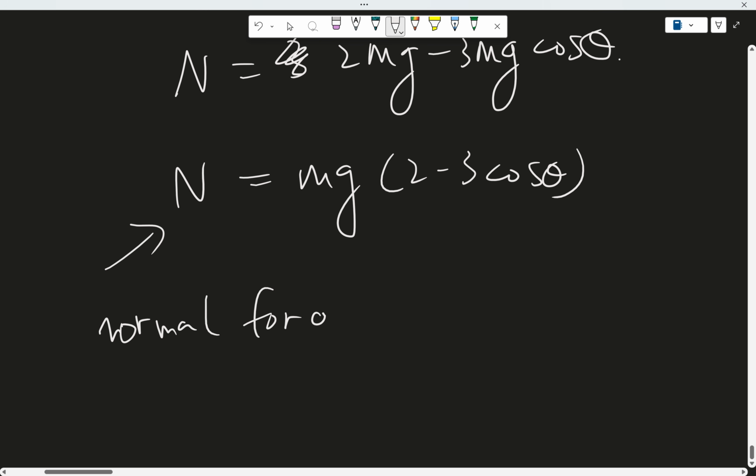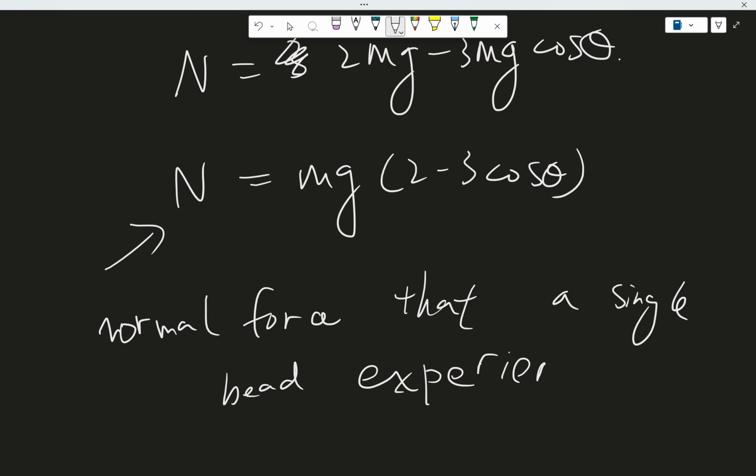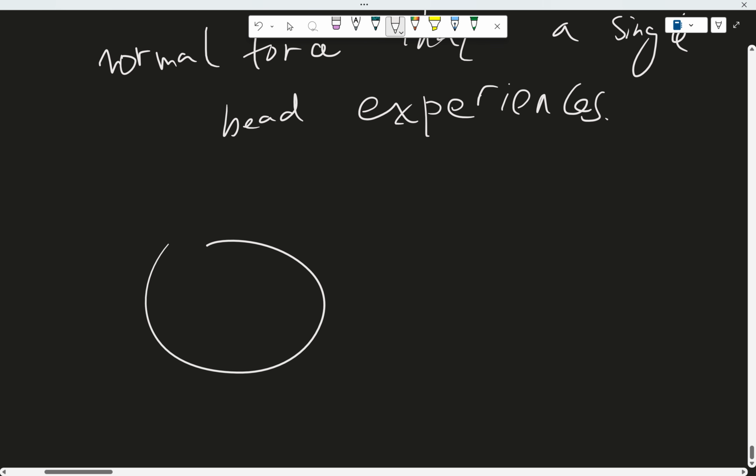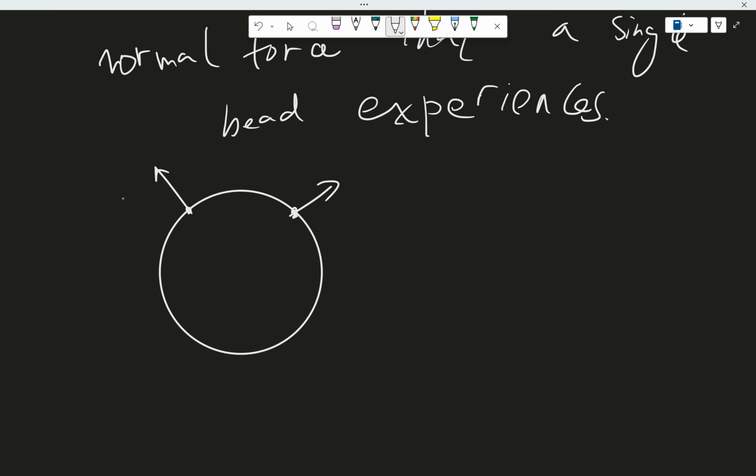that a single bead experiences. And so this, by Newton's third law, is also the force that the hoop experiences. This is the reactive force. So if you look at the hoop, it will experience two such normal forces, since you have two beads. So 2n, right? So n and n.